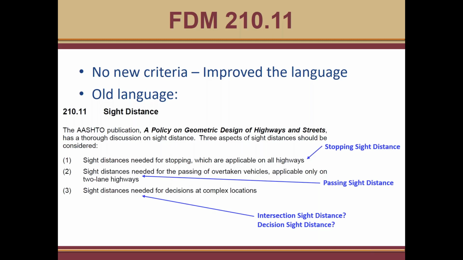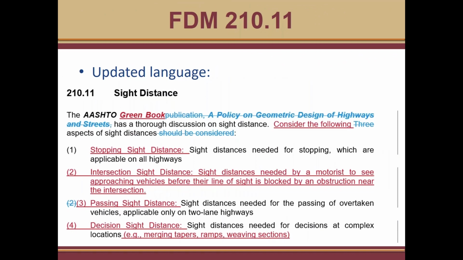So the idea behind this change is not to change our current criteria or add new criteria. It's simply to improve the language and be more clear with the elements that we're really describing here. So we added terms to the list, clarified item 3, and added a new item for intersection sight distance. So here's the revised language. You can see where we added in the terms in the appropriate locations, and also you'll notice where we added a definition for intersection sight distance.